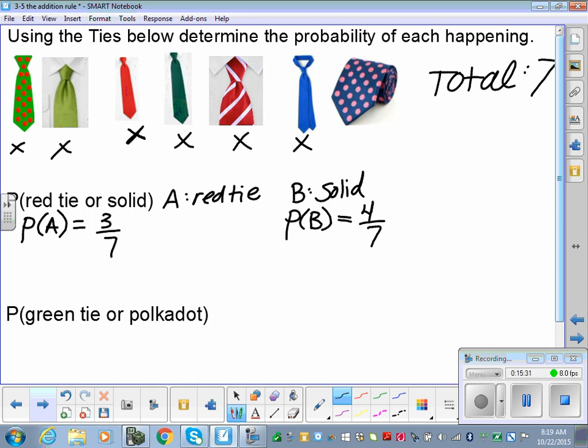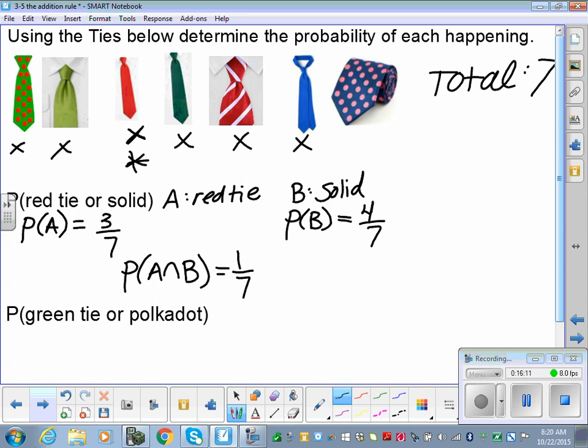All right, if we're going to use the formula, now we need the intersection, the probability of A intersect B, which means where are they a red tie and a solid? So how many are red ties and solids? How many? 1, right? Does everybody understand how I'm doing the intersection? The intersection of the first event and second event, red tie and solid. There's only 1 right there, right? So 1 out of 7.